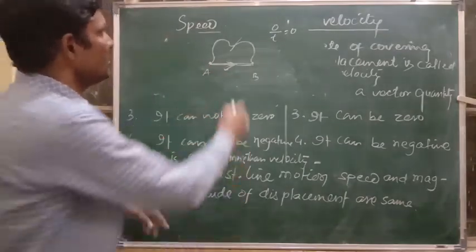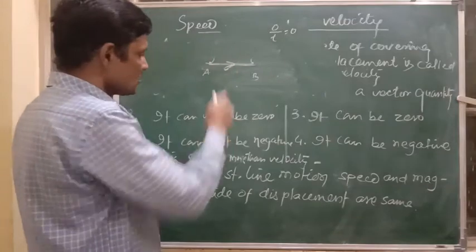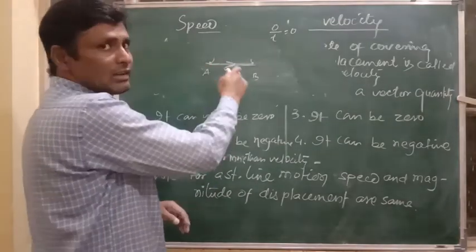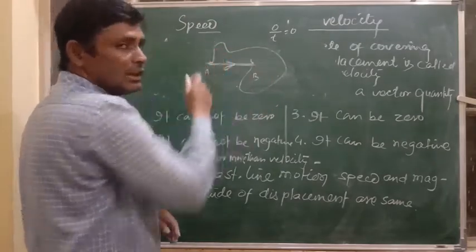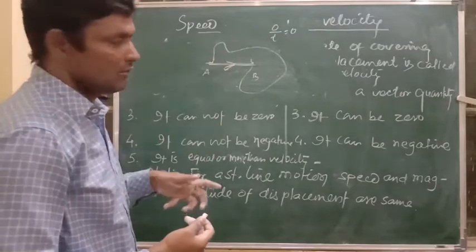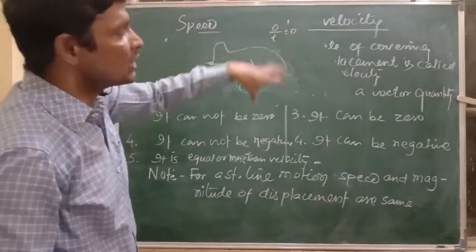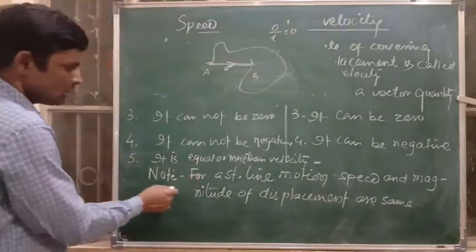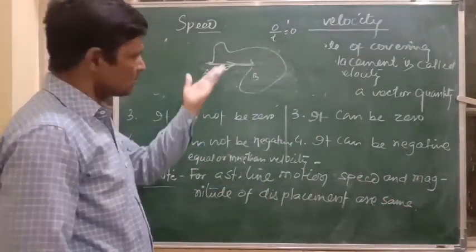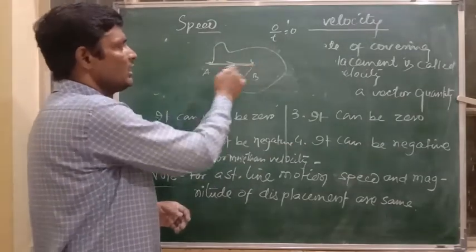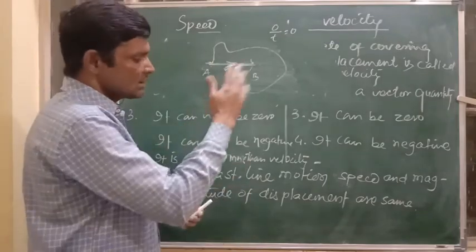When the object has traveled through the straight path, the distance and displacement are the same, so velocity and speed are the same. But in most cases, if you have taken a different path, the distance covered in a given time is more than the displacement. So speed is always, not always, speed is more than or equal to velocity. Note, for a straight line motion, speed and magnitude of velocity are the same, because in a straight line the distance and displacement are the same and the time for the two cases will be the same.